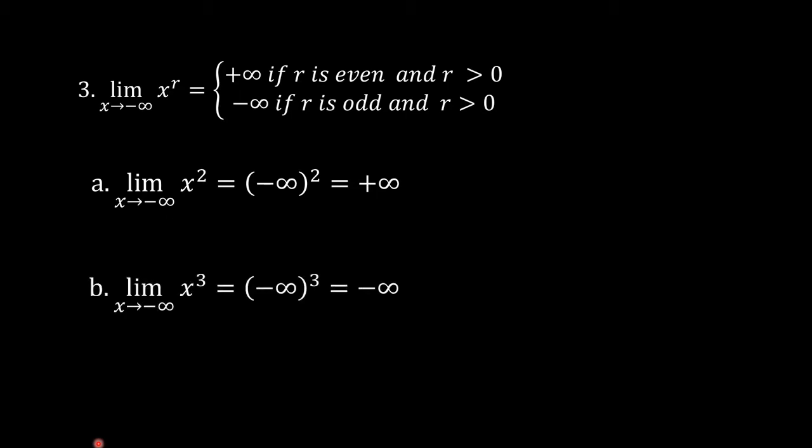Letter B, the limit of x cubed as x approaches negative infinity is equal to (negative infinity) cubed, which is equal to negative infinity. The exponent is 3, which is an odd number, and this is greater than 0. So the answer is negative infinity.